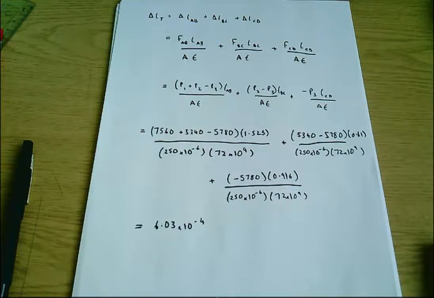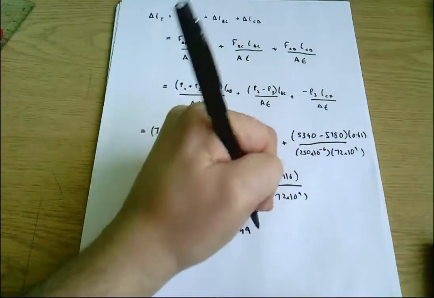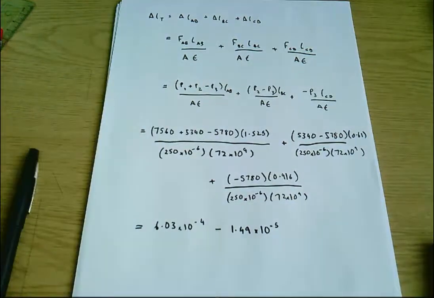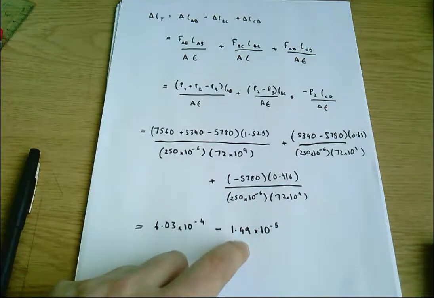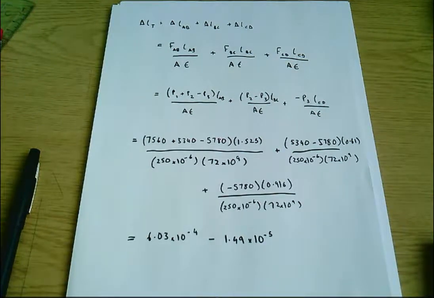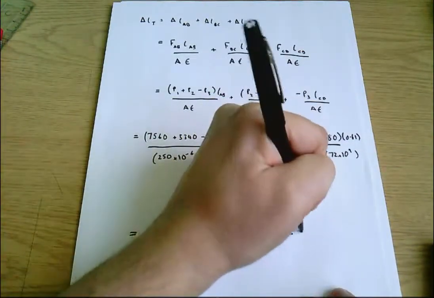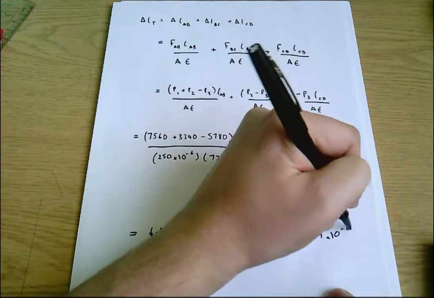The second part comes out as minus 1.49 times 10 to the minus 5. We agreed that minus is compression, so that middle bit is ever so slightly in compression. This is very much in tension. And the last bit is probably going to end up negative as well, I would say, by observation. And that's 2.94 times 10 to the minus 4. That's all going to be in meters.